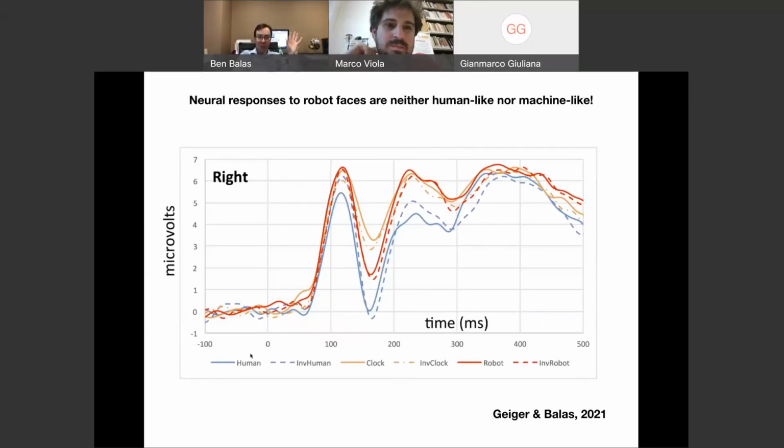I will just say quickly, we think about all of this stuff in the neural domain as well. So we have tons of brain data we can tell you about sometime too, if you're interested in. This is some of my student Ali's ERP data about neural responses to robot faces and real faces.